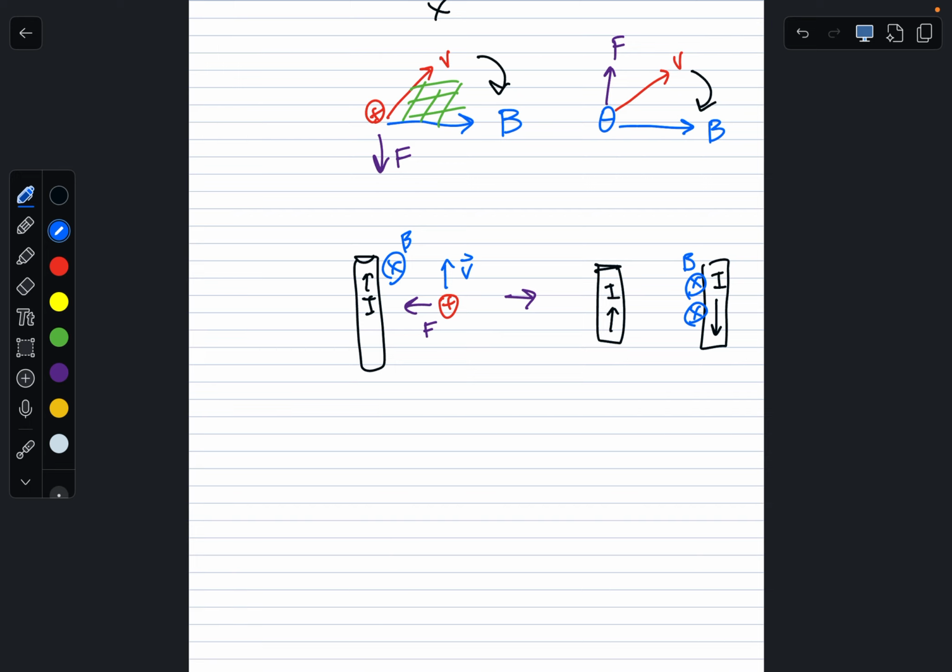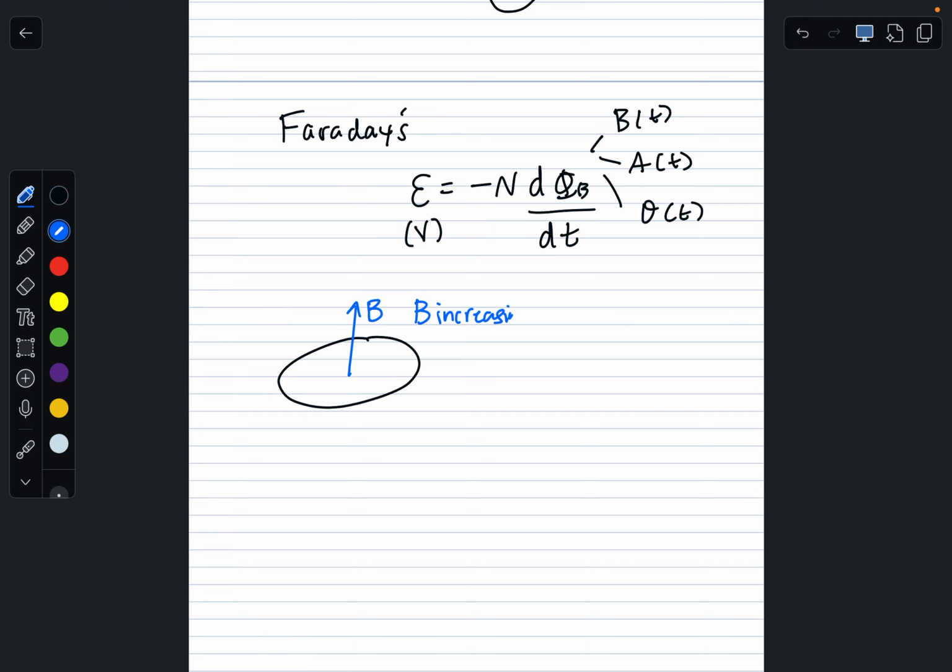The last thing we'll talk about is the right-hand rule for the direction of the induced current. Because if you have a voltage, then you're going to have a current. Voltages give particles energy to move, and moving charges are currents. So let's do the final right-hand rule. Let's say that here's our area. Let's say we have a B field and B is increasing. What direction is the induced current going to be?